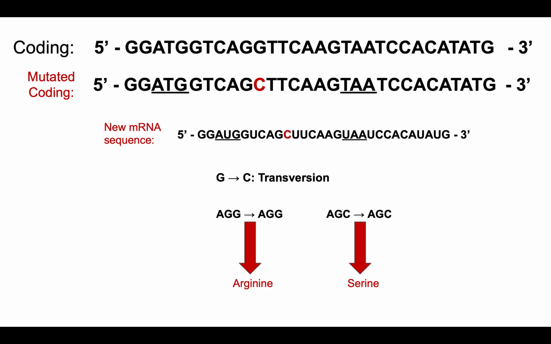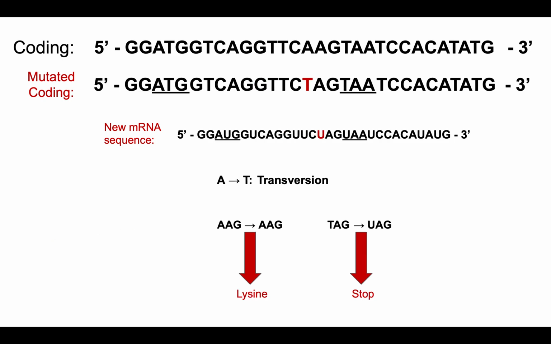This next one, we have G to C, which is also a transversion. AGG coded for arginine, and AGC codes for serine. So it's two amino acids, but they are different, and so that is a missense mutation. And finally, we have A to T, which is also a transversion. AAG coded for lysine, and UAG codes for stop. So this is going to stop right here and shorten this sequence. Nonsense mutation.